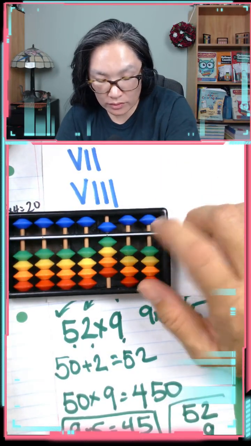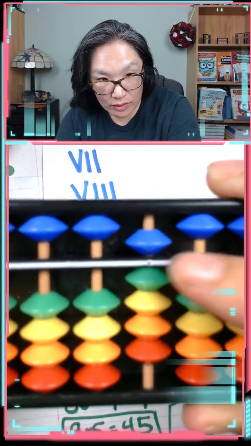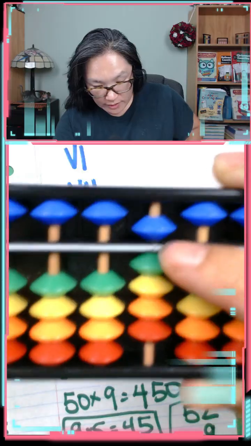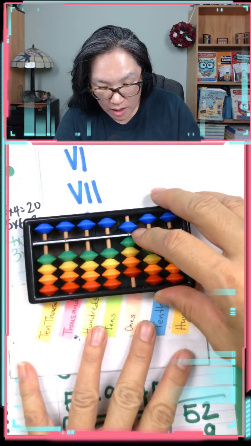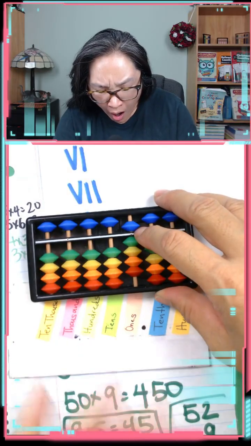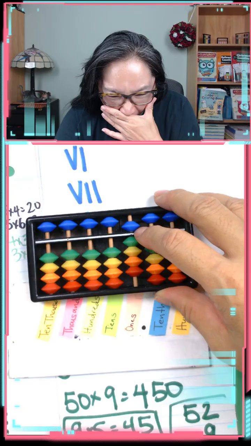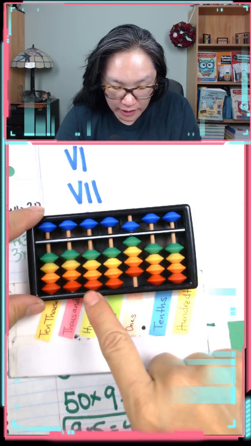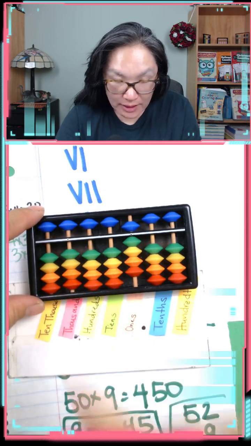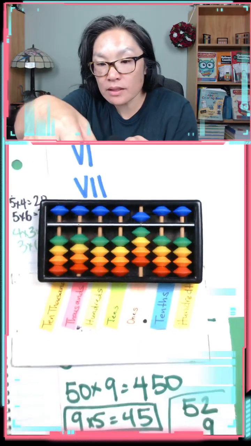Why do I start in the middle? I start in the middle because I have a label. This label is my ones place. There's my label. So we have our ones, our tens, our hundreds, our thousands, and our 10,000s. Does that make sense, Dark Brandon?